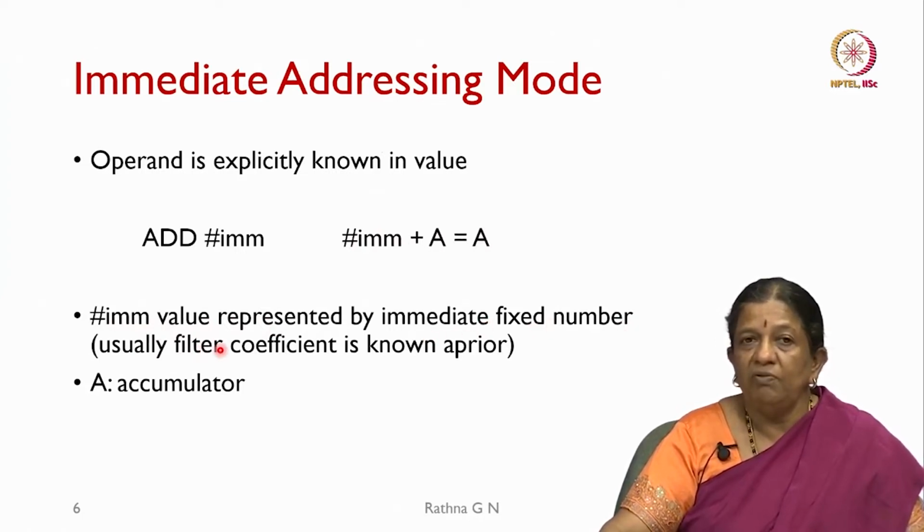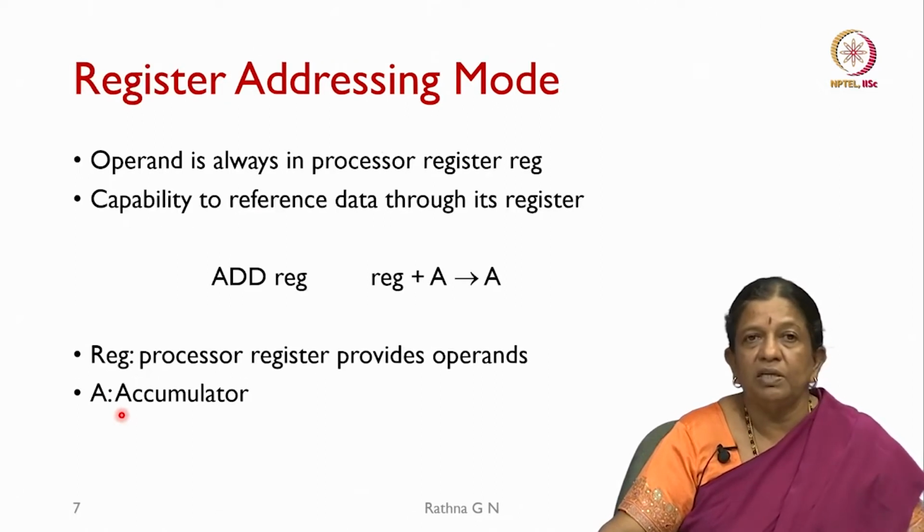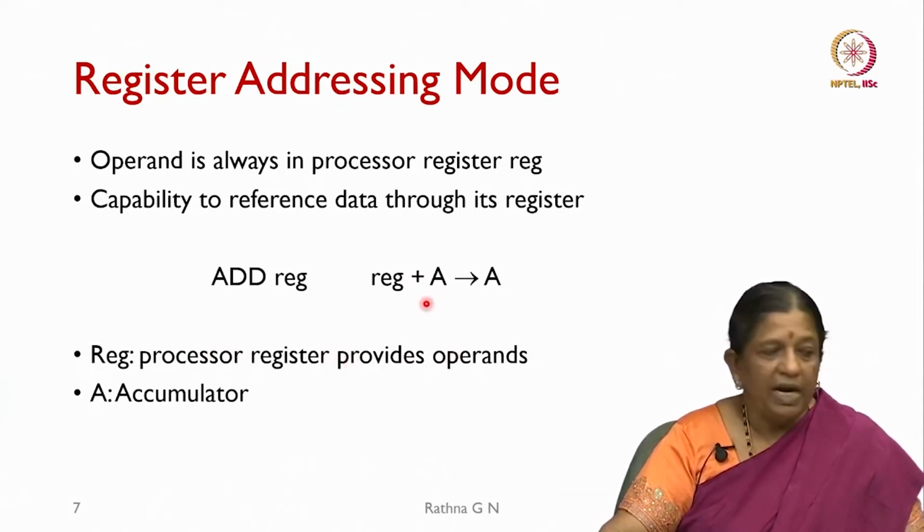Usually if we have the filter coefficient, and we know it a priori, then we can give it as an immediate value, and as normal notation A is the accumulator. Coming to register addressing mode, we say the operand is always in a processor register, we call it REG, and the capability to reference data through its register, we call it ADD REG, meaning the value stored in the register is added with the accumulator and the result is in the accumulator. So, this REG is the processor register which provides the operands for our addition.